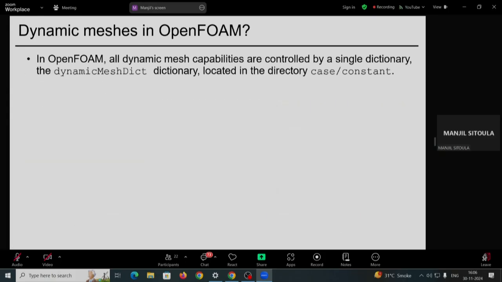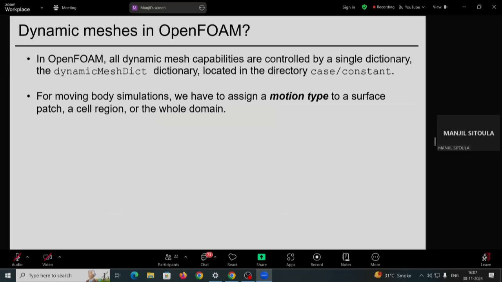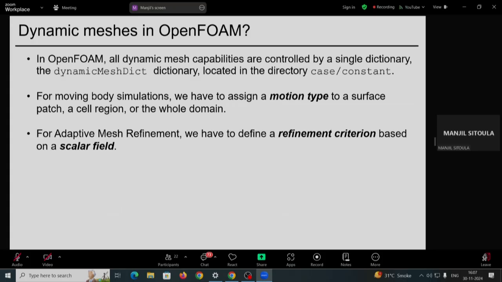In order to use the dynamic meshes in OpenFOAM, we need to locate it in the constant folder. In order to assign a prescribed body motion or a predefined motion, we need to assign the motion type to the surface patch, to a cell region, or to the whole domain. So the type of mesh motion function should be assigned either to a patch, cell region, or the whole domain. For adaptive mesh refinement, we need to define a refinement criteria based on a scalar field.